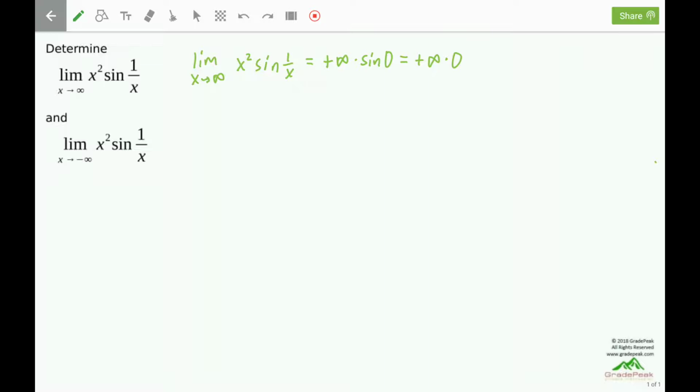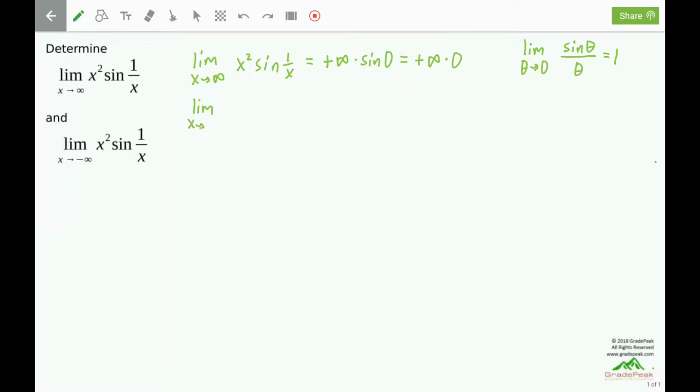Since the 0 resulted from a sine of 0, we can make use of the identity: the limit as theta goes to 0 of sine of theta divided by theta equals 1. Theta has to be going to 0. Theta is the phase of sine. It's 1 over x here. We have to phase match it with the other position. The sine's in the numerator, so we will need to phase match it in the denominator.